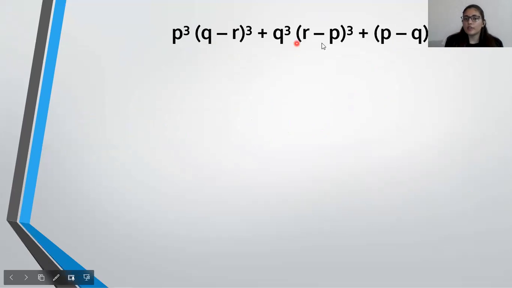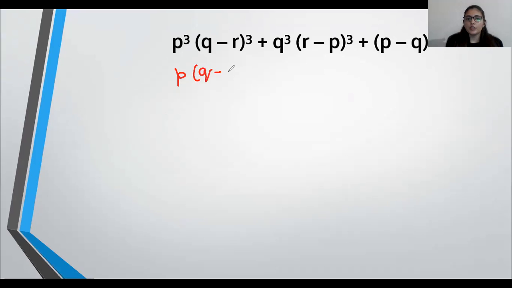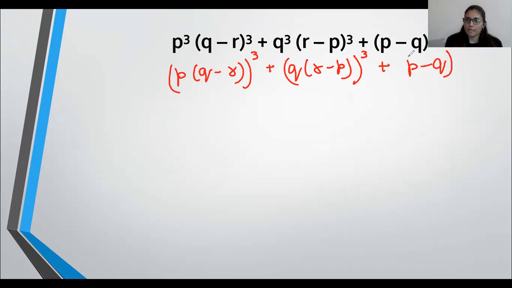Similarly over here also, if everything is in the power of 3, everything is cube, then don't forget to make use of the result that we have learned just now. First of all, we can write our question in this way. The first term will be PQ minus R, its whole cube, then QR minus P, its whole cube. There should be whole cube. Then the third term is P minus Q. Okay, first of all, let's identify what is A, what is B, what is C.